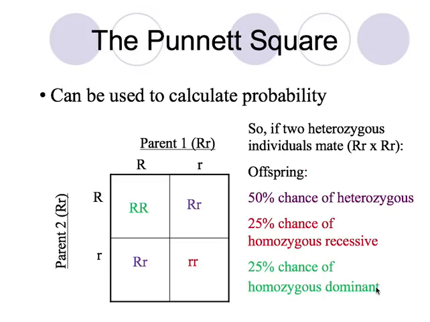And so the cool thing about Punnett squares is we use that to calculate probability, to predict what percentage we would have of different types of offspring. So in this case, the purple coloring is showing our 50% chance of having a heterozygous offspring. The big R, the green one, is showing us a 25% chance of having a homozygous dominant offspring. And then the little r, our red one, is showing us a 25% chance of having a homozygous recessive offspring.